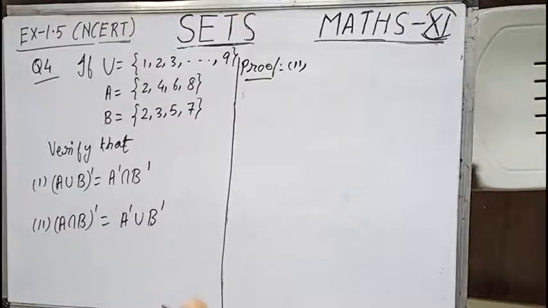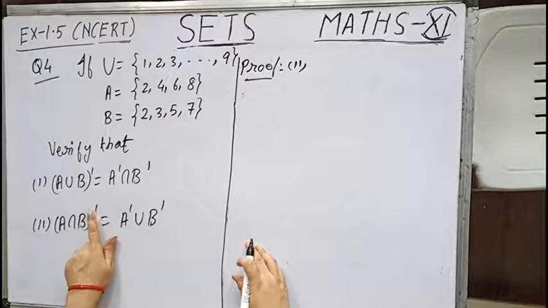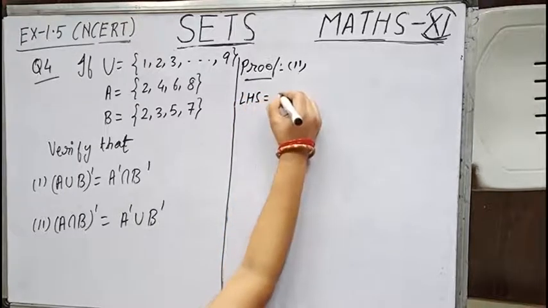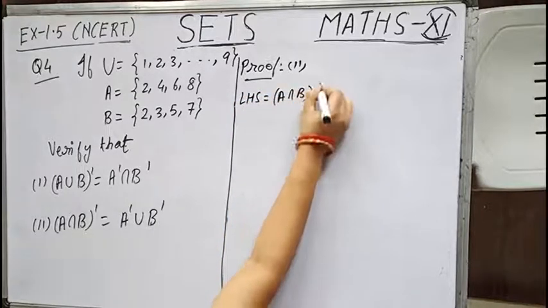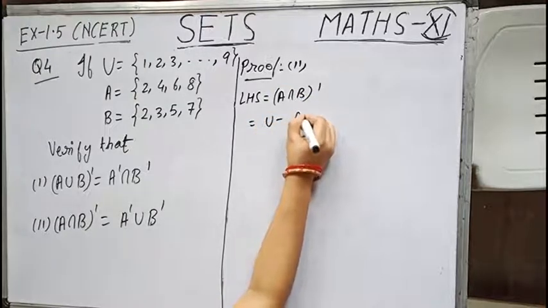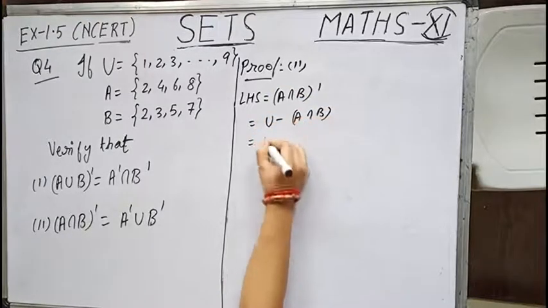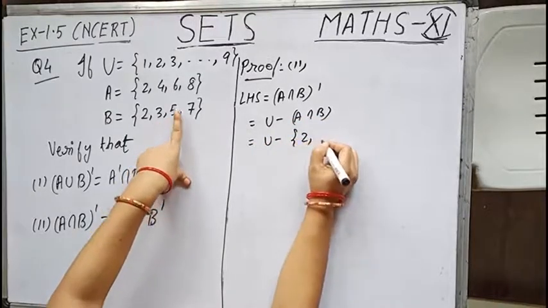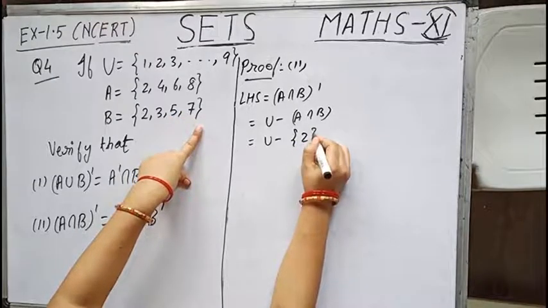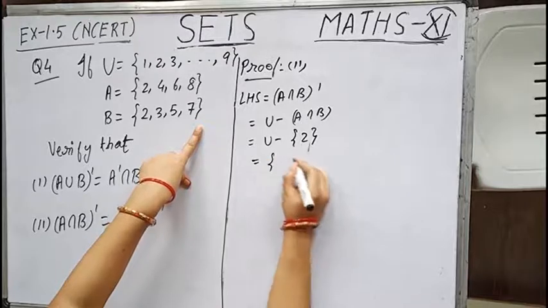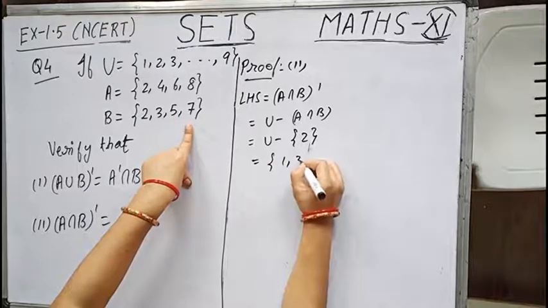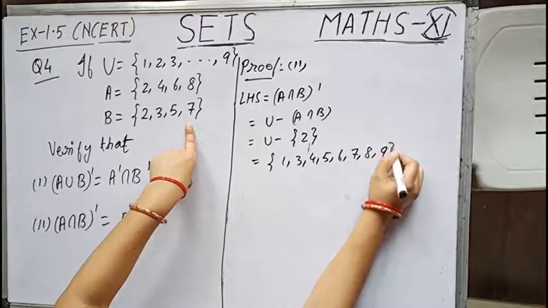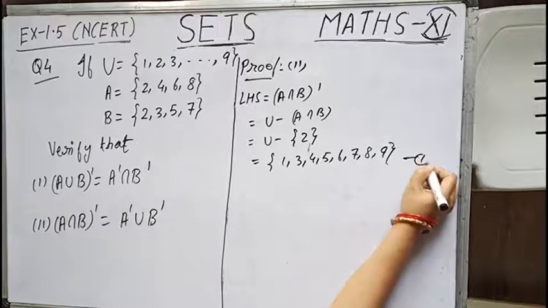Number 2, subpart number 2. We have to prove (A intersection B)' equals A' union B'. So let us start with LHS. LHS equals (A intersection B)' equals U minus (A intersection B). A intersection B will be the set containing 2 and nothing else, so the set containing 2 only. So this will be equal to U minus the set containing 2, which will be the set containing 1, 3, 4, 5, 6, 7, 8 and 9. Let us make it equation number 1.